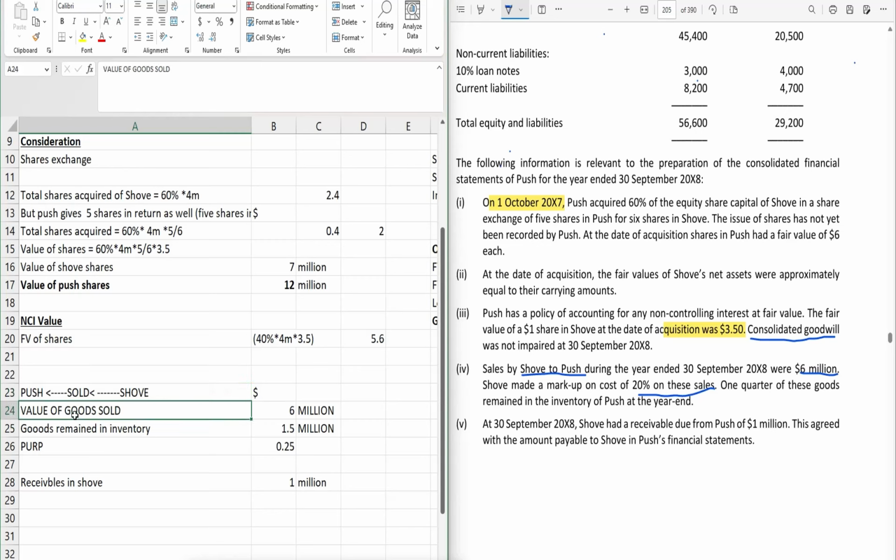So now the value of goods is 6 million and goods remaining in the inventory is 1/4. So I have divided this by 4. This gives us 1.5 million. So now we need to calculate the PUP. So PUP is for the markup on cost of 20%.